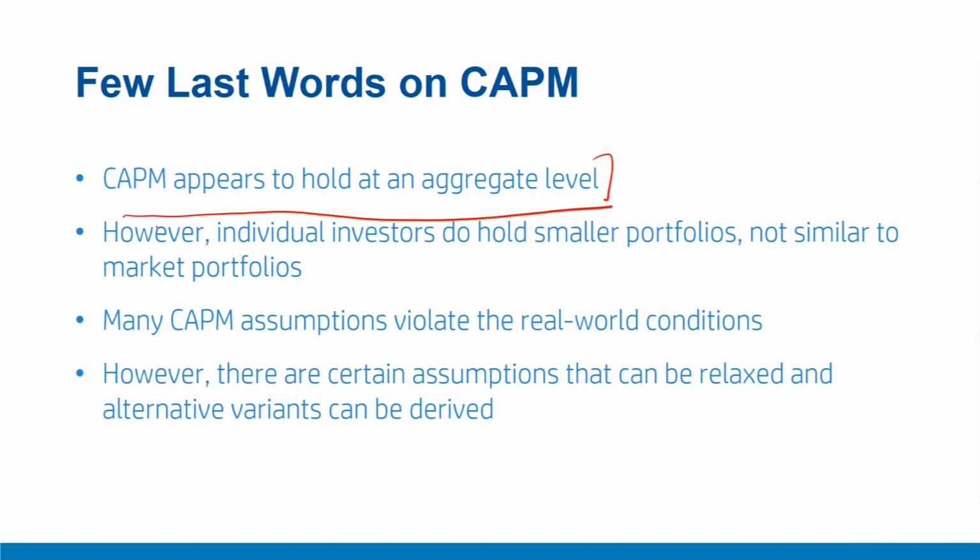However, it is also found that individual investors hold smaller portfolios that are not similar to the market portfolio. CAPM assumes that all investors should hold is the market portfolio. However, investors are often found to hold smaller portfolios that are not similar to the market portfolio, and therefore these assumptions are violative of real life conditions. But it has been found that some of these assumptions can be relaxed and alternative variants of CAPM can be obtained. While these variants are slightly more complicated than simple CAPM, they attempt to relax some of these assumptions and incorporate the resulting changes in the risk-return relationship.